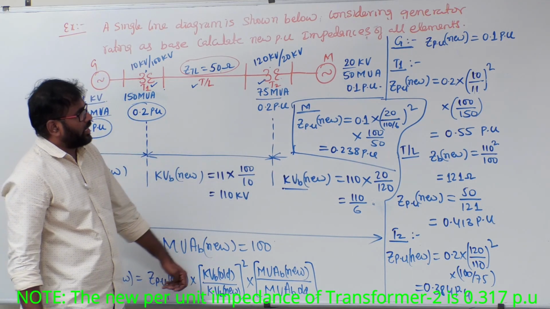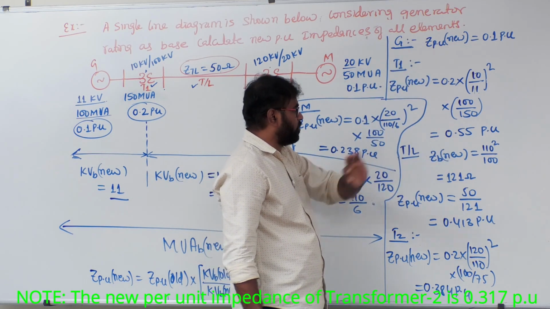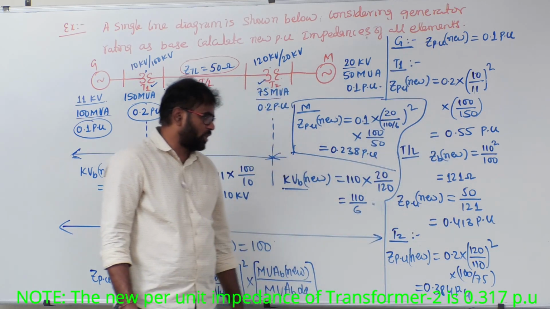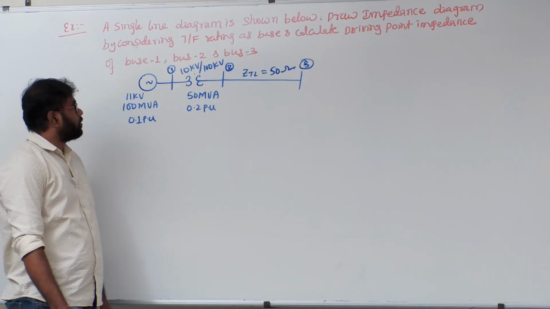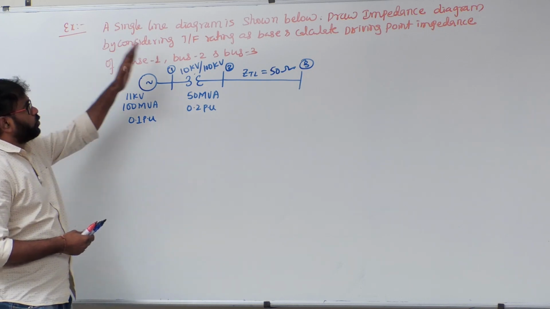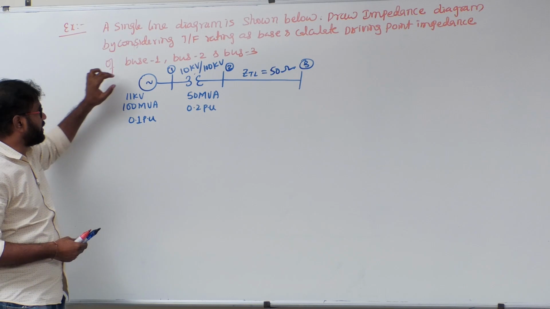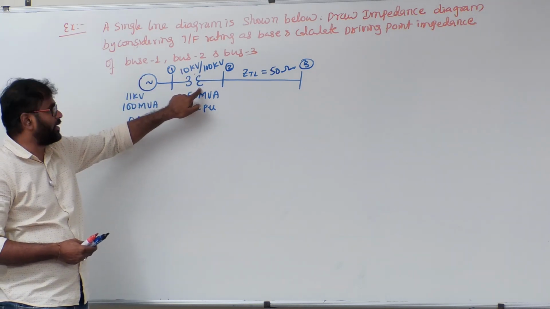So finally we calculated the new per unit impedance of the generator, transformer 1, the transmission line, transformer 2, and also the motor. Now coming to the next example. This example asks to draw the impedance diagram by considering the transformer rating as base. We need to calculate with the transformer rating as base.